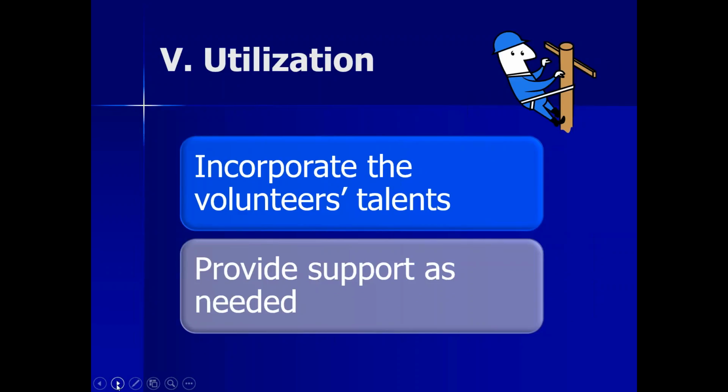Next up, we want to talk about utilization. After we've actually found the volunteers, we've got them screened, and we've got them trained and oriented, we want to be sure that we utilize those volunteers in an effective manner so that they can actually do the role that we've asked them to fulfill. And so we want to find ways that we can incorporate those volunteers' talents and the skills that they bring to the table and provide them with the support that they need as they need that support. There's a number of different ways that we can utilize the volunteers and provide them that support.